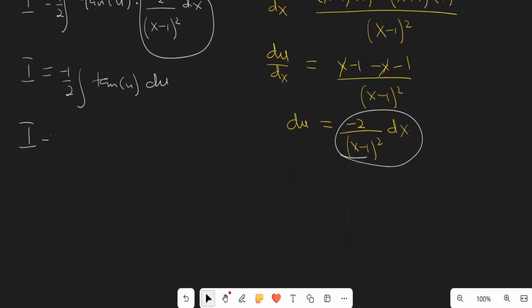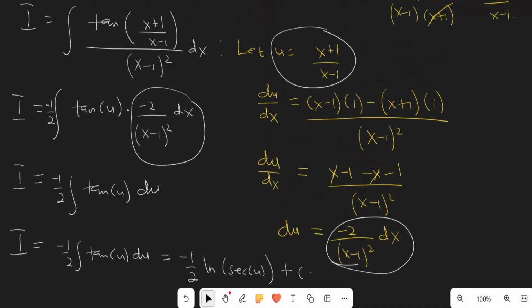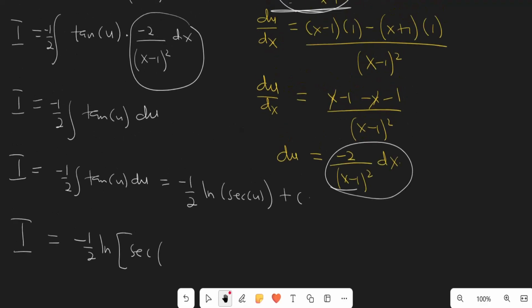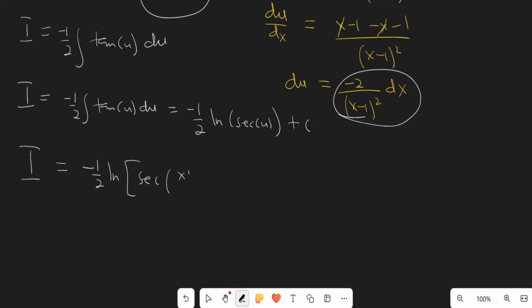This is now easy. So negative 1/2 the integral of tan of u du. And integrating that, the integral of tan is the natural log of secant of u, plus the constant of integration. But what is u? u is (x plus 1) over (x minus 1). So I is going to be equal to negative 1/2 the ln of the secant of u, which is (x plus 1) over (x minus 1).